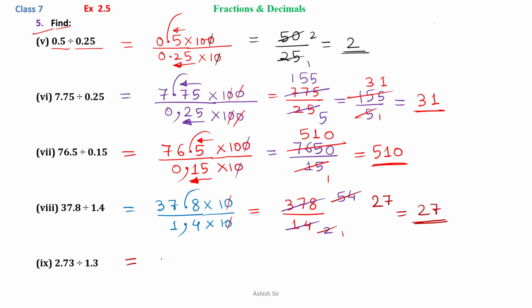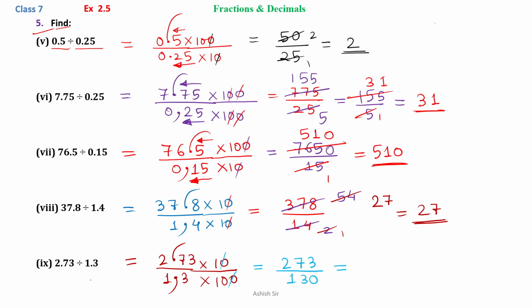Moving on to the next part, that is 2.73 divided by 1.3. So how are we going to do this? We will remove the decimal point from the denominator. We will place a 10 here. We will remove the decimal point from the numerator. We will place a 100 here. Now we can see that we can cancel 0 with 0. What we have left over is 273 divided by 130.